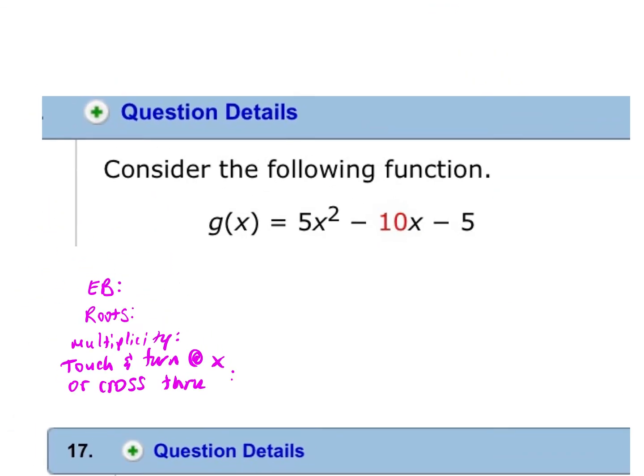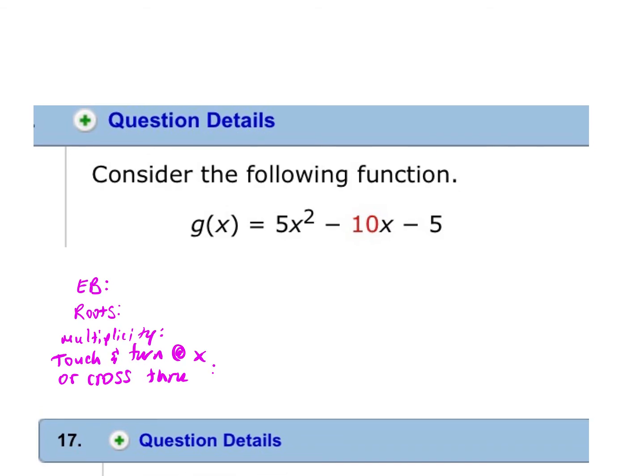All right, so we're going to do the first one here. It's a good one to do together since it doesn't factor. But looking at our leading coefficient, what's our end behavior going to be? Up and up. So we would say rises left and right.